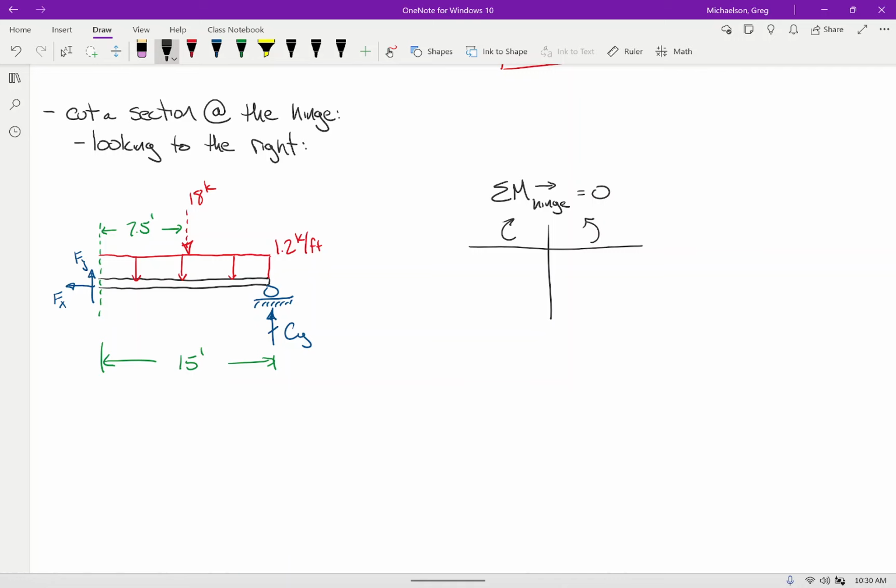So, tell me what to write. Tell me what do I do? If I'm summing moments here, do I have to consider fx and fy? No, because they pass through the hinge, right? So it doesn't really matter what the values are, right? So, what do I do? Tell me what to write.